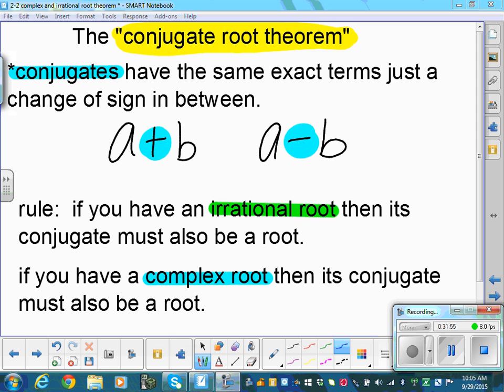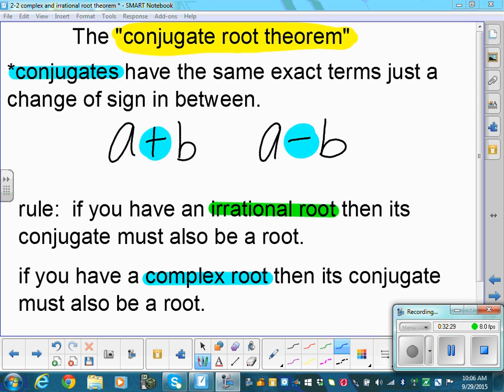So now we're shifting gears a little bit. That was a good introduction into this next part here, kind of. Okay, so we're now going to be talking about the conjugate root theorem. So this is totally shifting gears, but we needed to get back into imaginary numbers to be able to understand what happens with the conjugate root theorem and be able to do it, okay? So conjugates. First of all, before we even get into the conjugate root theorem, we need to know what a conjugate is. So conjugates have the exact same terms, just with a change of sign in between.